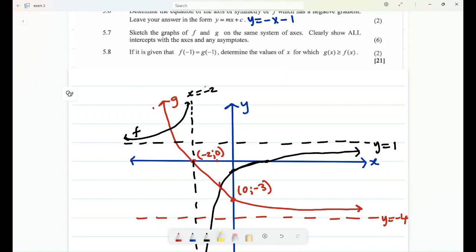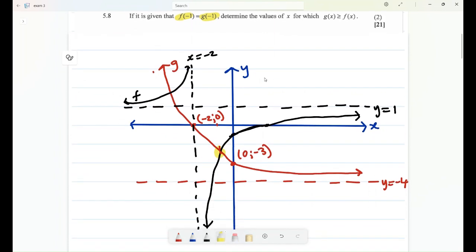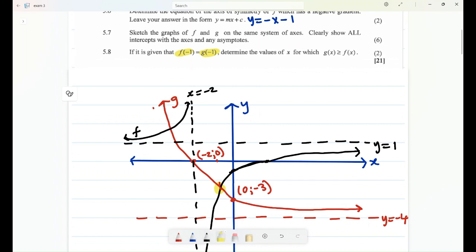So we are told that f of -1 and g of -1 are equal. Meaning at x equal to -1 here, our graphs are equal. And according to my sketch, that's true. Right? But now what happens? It tells us to determine the values of x for which g of x is greater than or equal to f of x. So when I translate this, I like to say where g of x is above or equal to f of x.